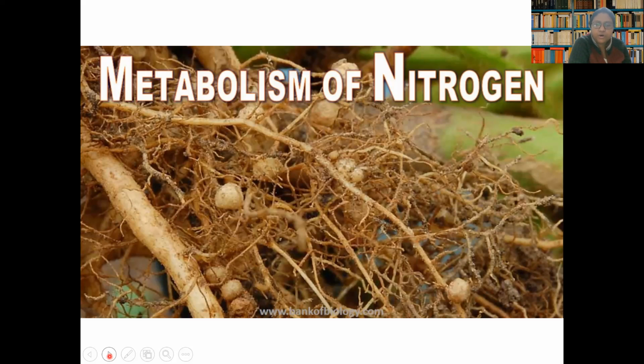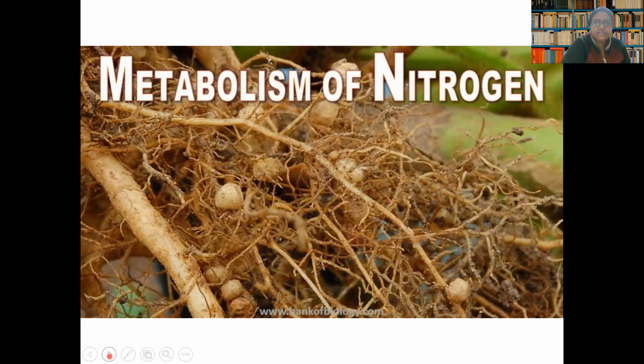So what about hydrogen and oxygen? We obtain hydrogen from H2O, and oxygen for respiration we obtain from air also. Okay. Now what about nitrogen? How do plants acquire nitrogen? See, the source of nitrogen for plants is air.